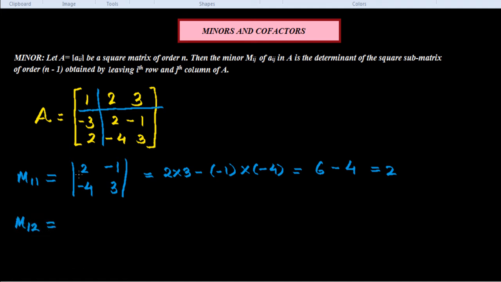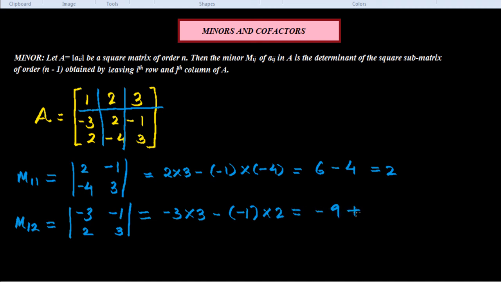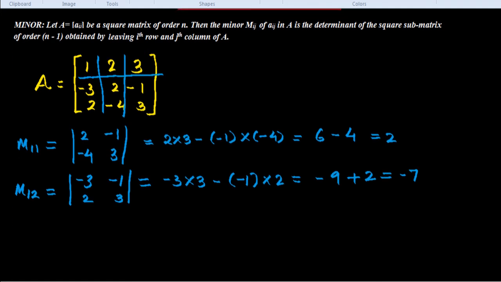Now we have to find M12, first row, second column. It is the element a12. We leave this row and this column, and the remaining elements we put as |-3 -1; 2 3|. So we get minus 3 into 3 minus minus 1 into 2. We get minus 9 plus 2, which is minus 7. So this is the value of M12.